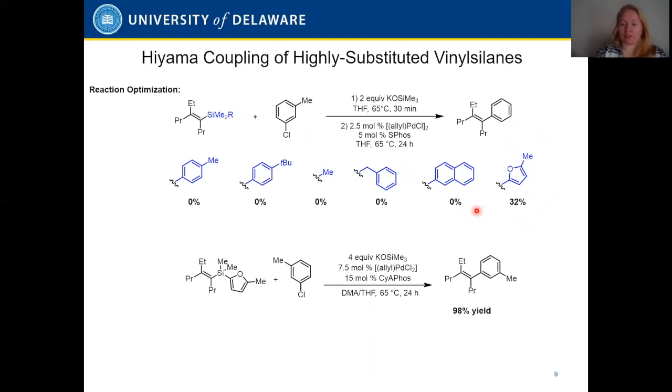So for further details on that, keep an eye out for the paper. I'm not going to go into further optimization, but my colleague did work examining the ligand and the additive in this reaction, and we ended up optimizing the conditions to get the expected product in 98% yield.